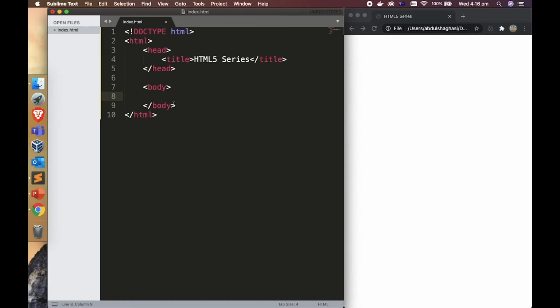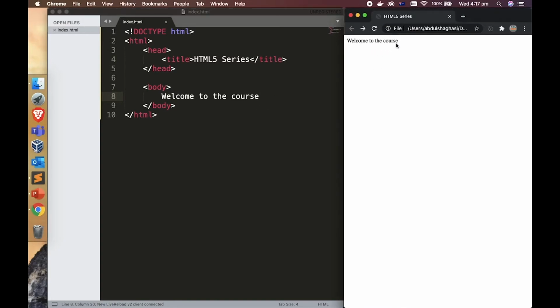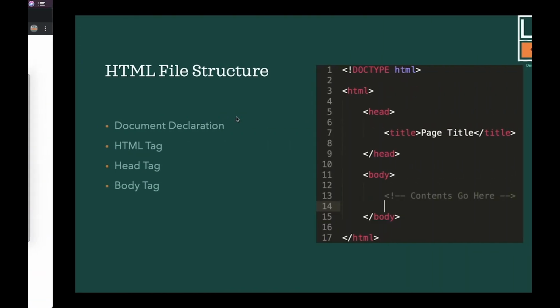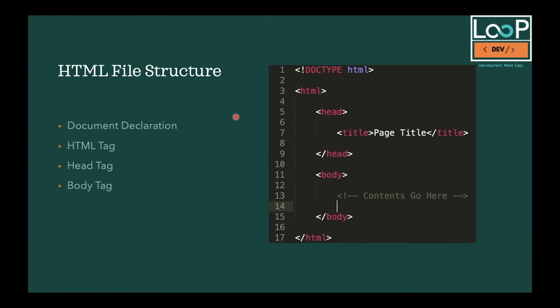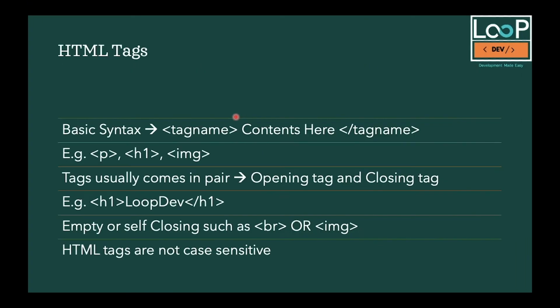Now we have got the body tag. The body tag is where whatever we put in there will be displayed to the user. For example, let's say we type welcome to the course, right? And then I save this. Once I save it, see, it says welcome to the course, and it shows the content. So that is the basic file structure and how things work.